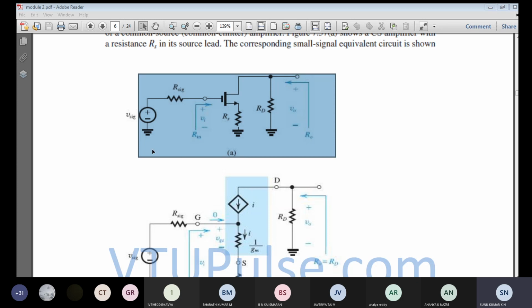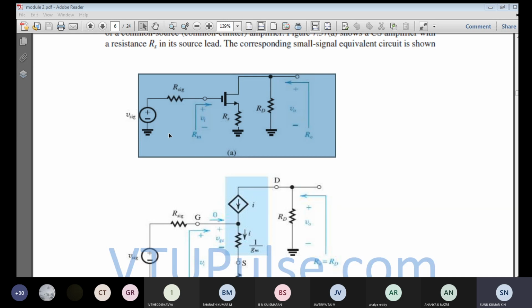So why has the model been modified like this? It is not modified, it is just an alternative representation of the small signal model. So this is the small signal model and the corresponding alternative representation using the T equivalent model. There is no difference between the T equivalent model and the small signal model.